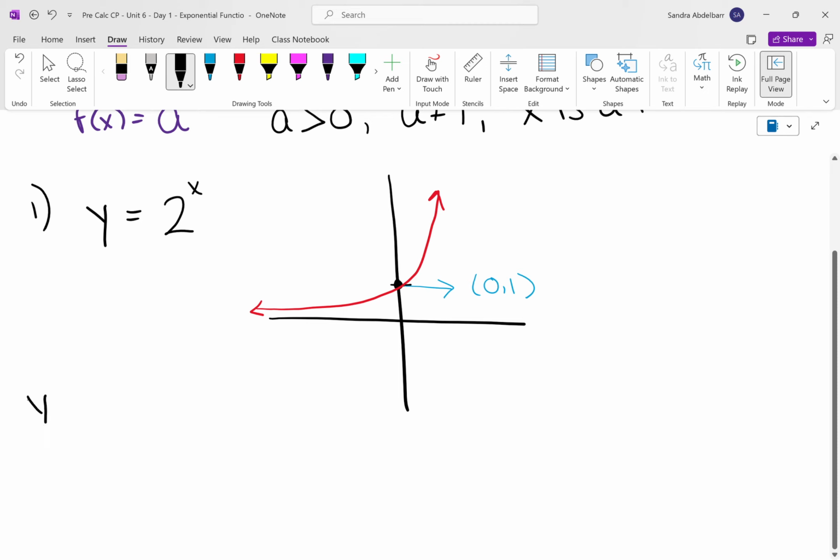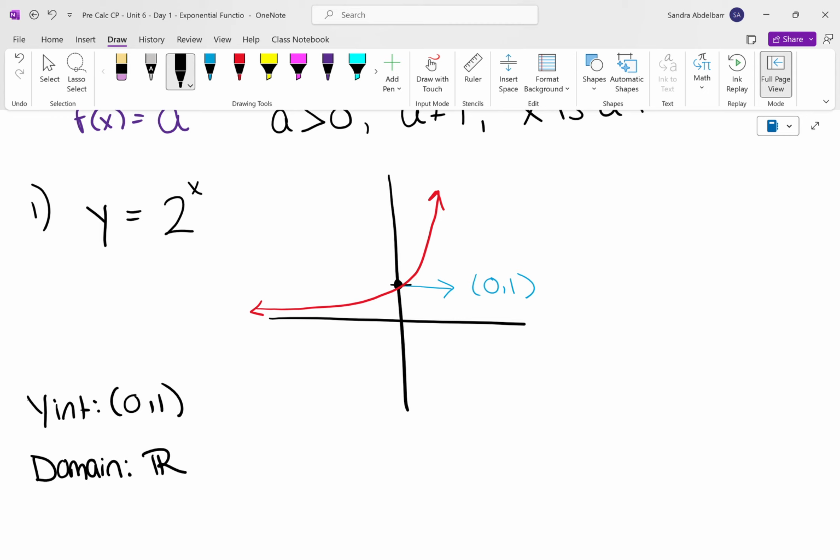But looking at this, let's answer some questions. We know the y-intercept is the point (0, 1). What's the domain here? No, look at our graph. X left, X right, what's happening? Infinities. So it's all real numbers. Our domain is not ending. It's going left forever. It's going right forever. What about our range?